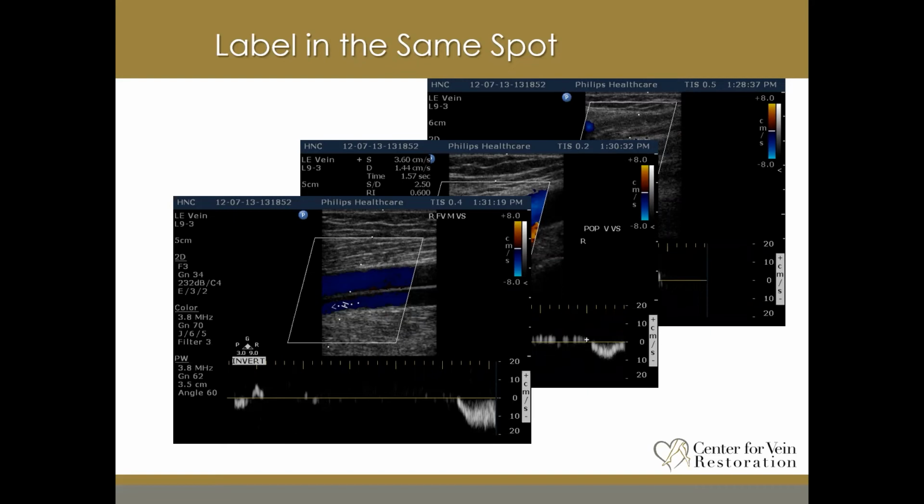So if you're labeling, try and keep the label in a consistent spot on your image so someone that is reading or interpreting that study can better move through the study and identify what you're trying to demonstrate.